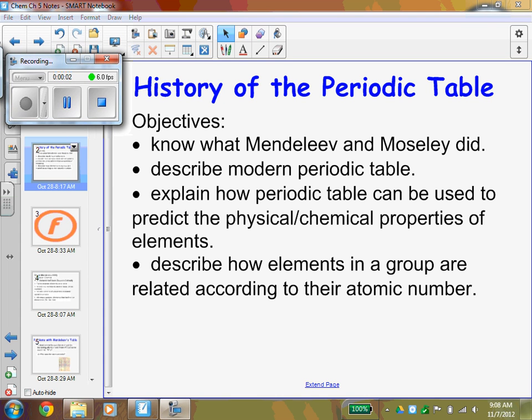The first section in Chapter 5 is called the History of the Periodic Table. Here are some of the objectives that we're going to be taking a look at. Historically, we're going to look at what Mendeleev and Moseley did.